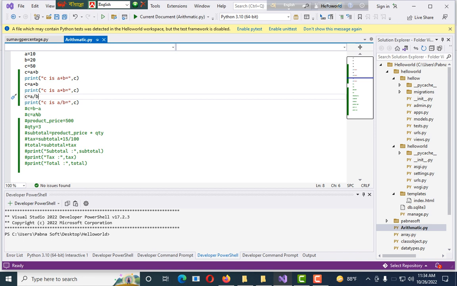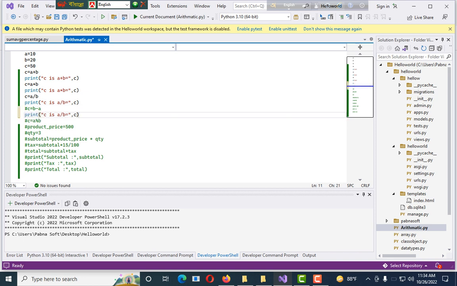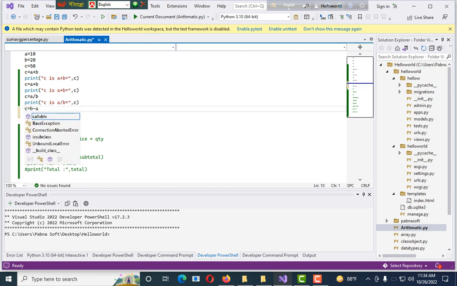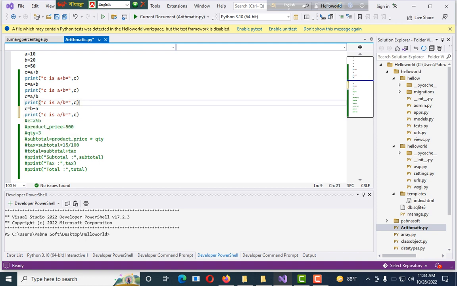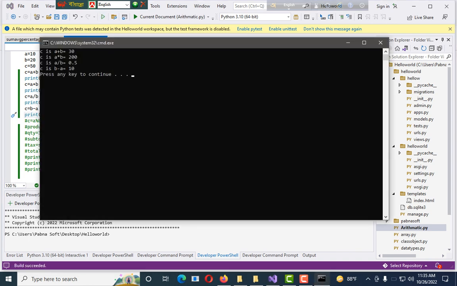Then we will find out the subtraction. C equal to b minus a. C equal to b minus a. Save all and run the project. C, b minus a equal to 10.